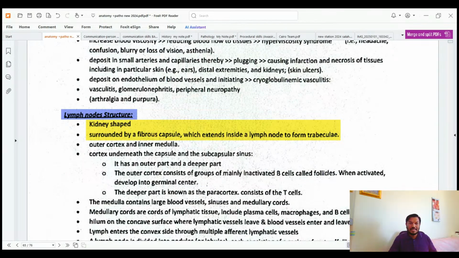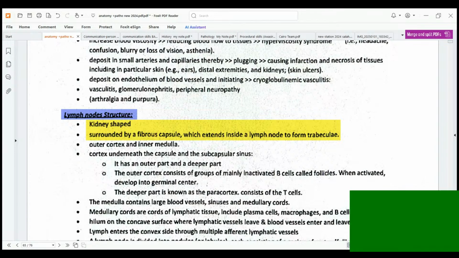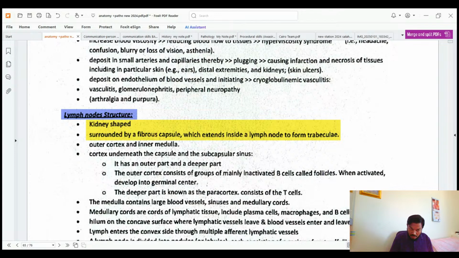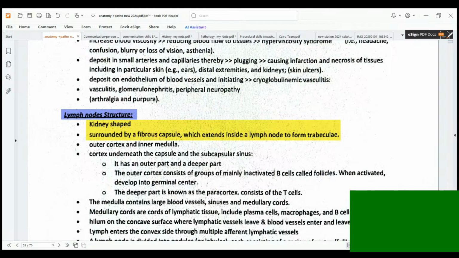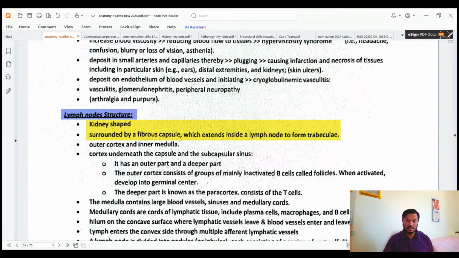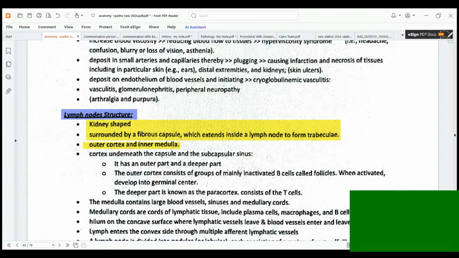The lymph node is kidney shaped, surrounded by a capsule which extends into the lymph node to form trabeculae. It has an outer cortex and inner medulla.